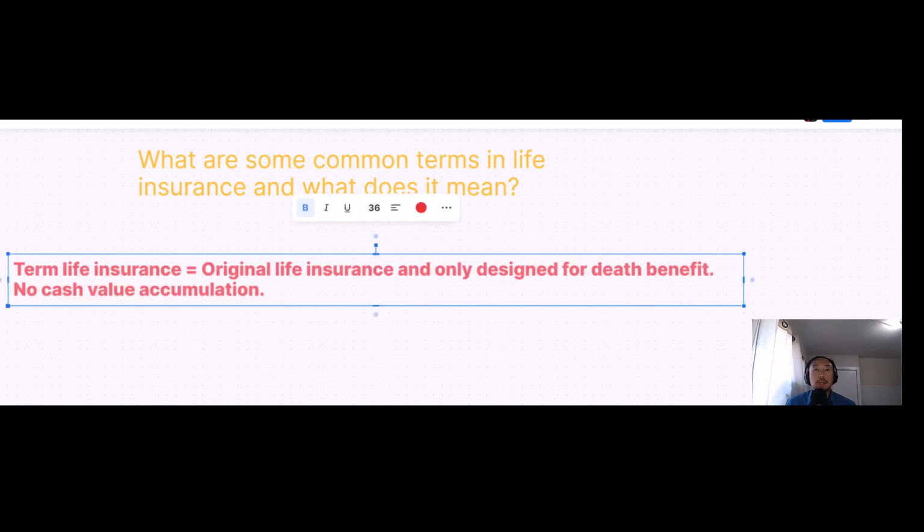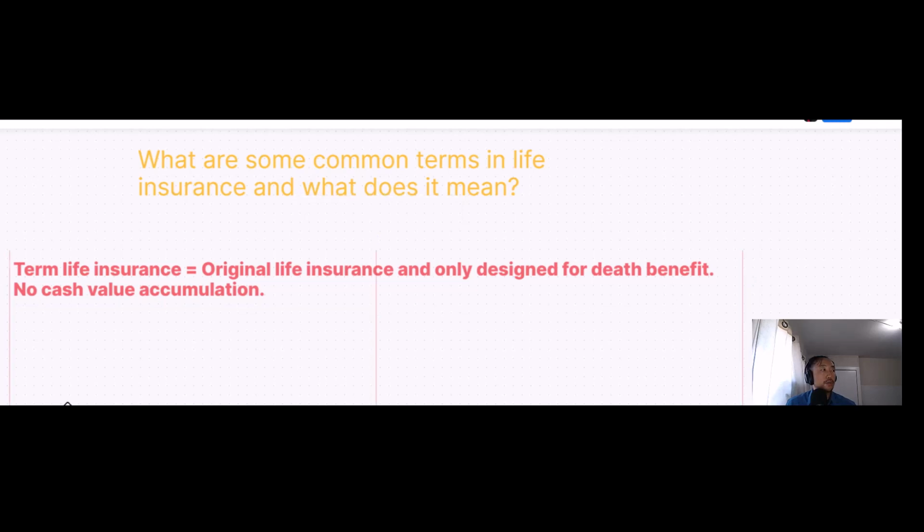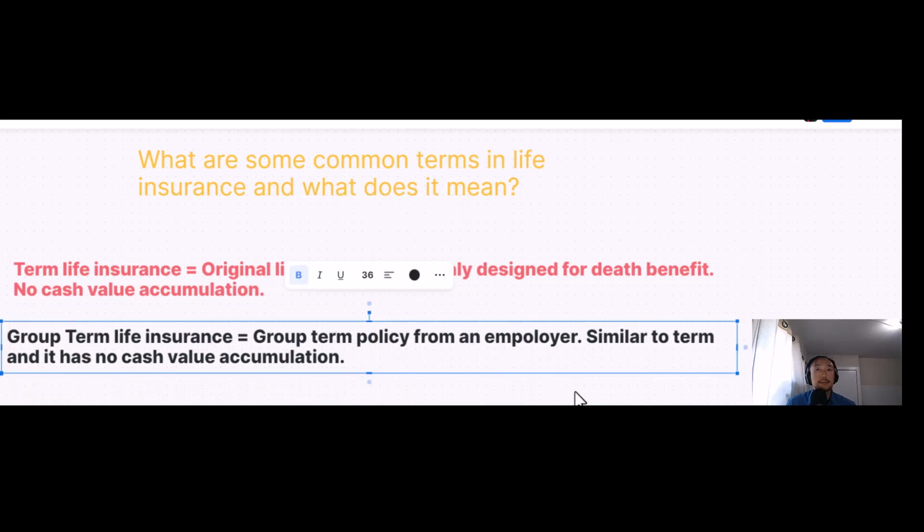The first definition I want to explain are the different types of life insurance. The first type is temporary life insurance, which are the term and the group term life insurance. Term life insurance is the original life insurance, and when most people think of life insurance, they only know of term life insurance. Term life insurance is only designed for a death benefit, so think of this as just the cost of insurance. Another type of temporary life insurance is called group term life insurance, and group term life insurance is just the term life insurance you get from work.